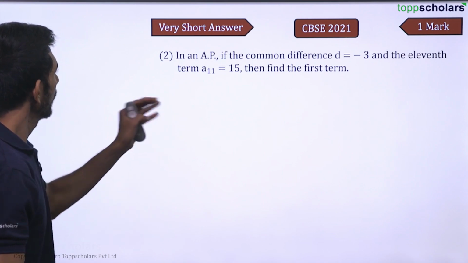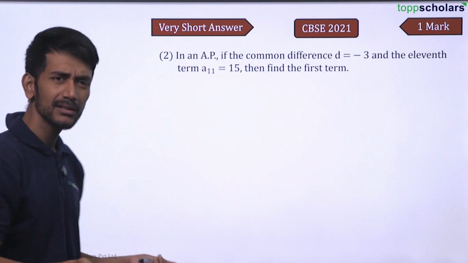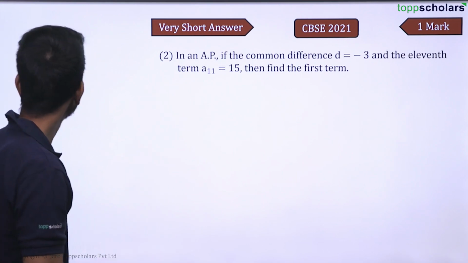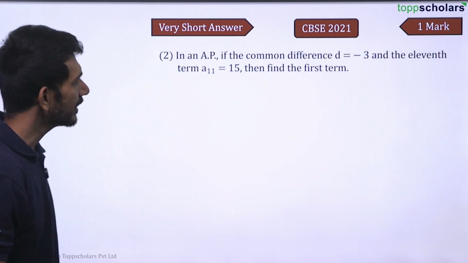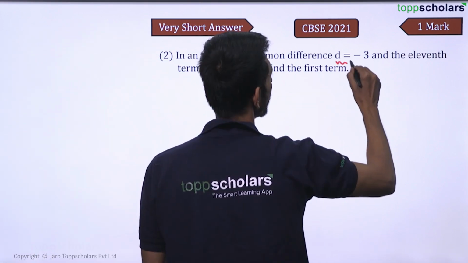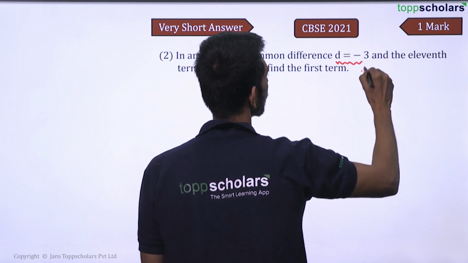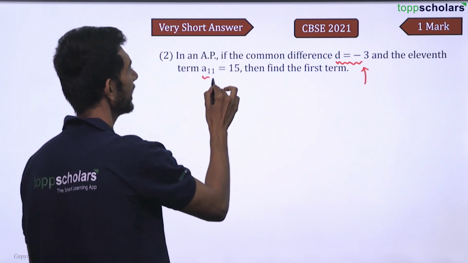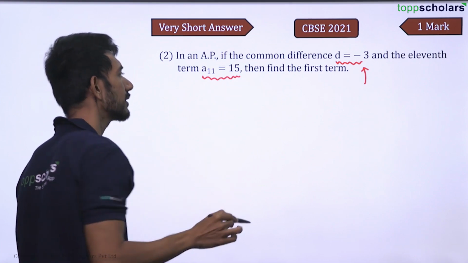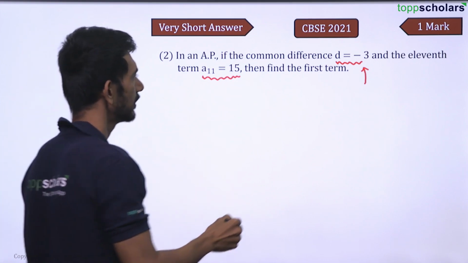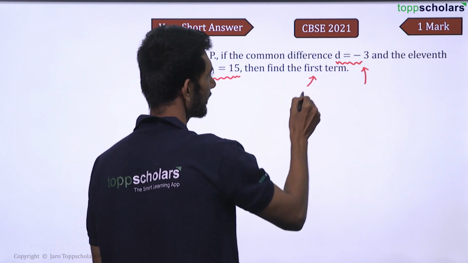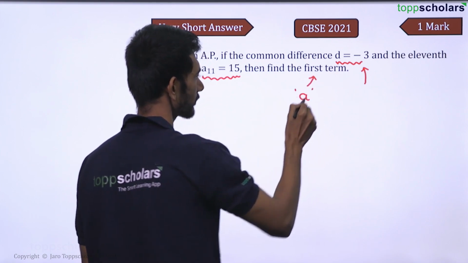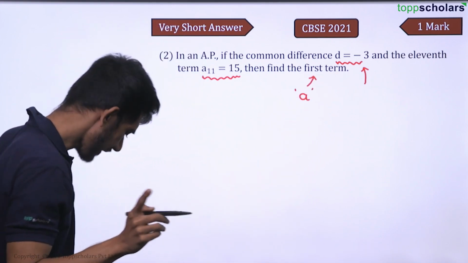Okay. So again this was asked for 1 mark. Nothing much in this. The question says if the common difference D is minus 3, and the 11th term, that is A11, is 15, find the first term. So what are we supposed to find out here? Can I say we are supposed to find out A? Because first term means A, right?